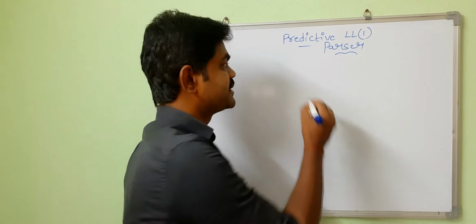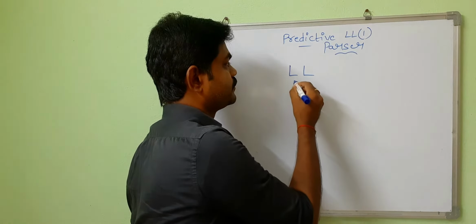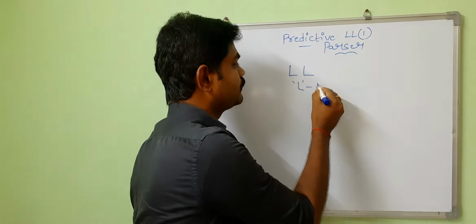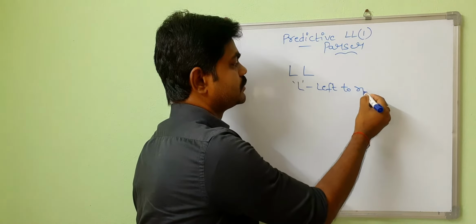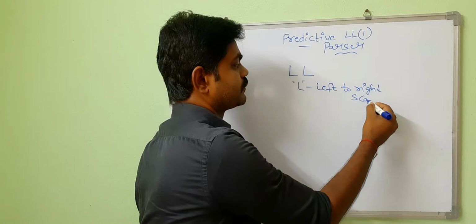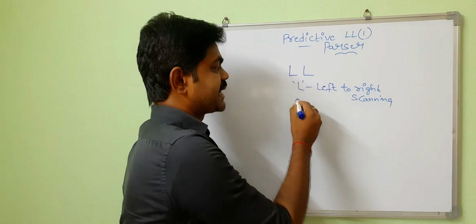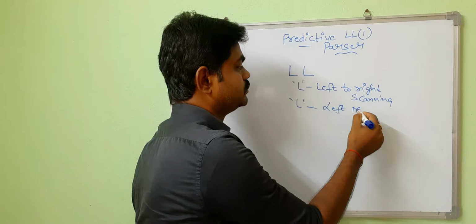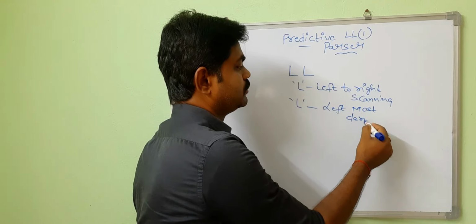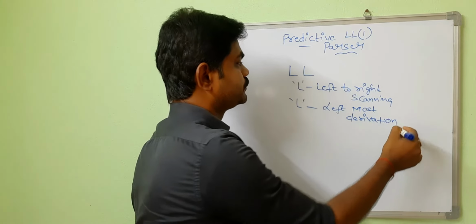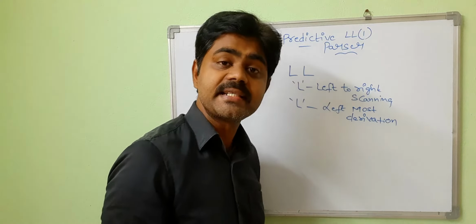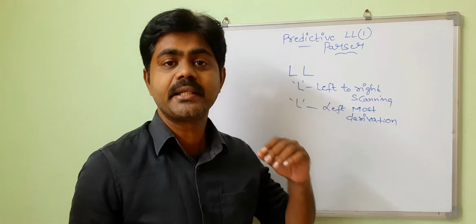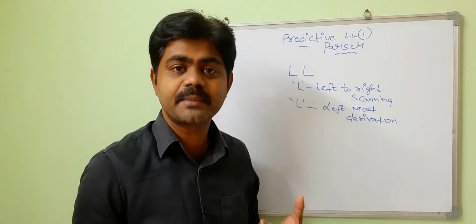The first L stands for left-to-right scanning, and the second L stands for leftmost derivation. Here we construct a predictive parsing table, and we have some rules to construct that predictive parsing table.